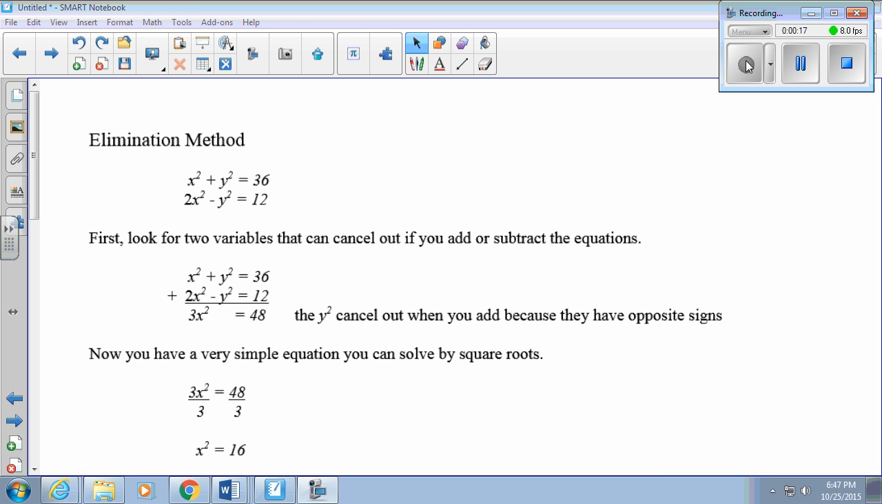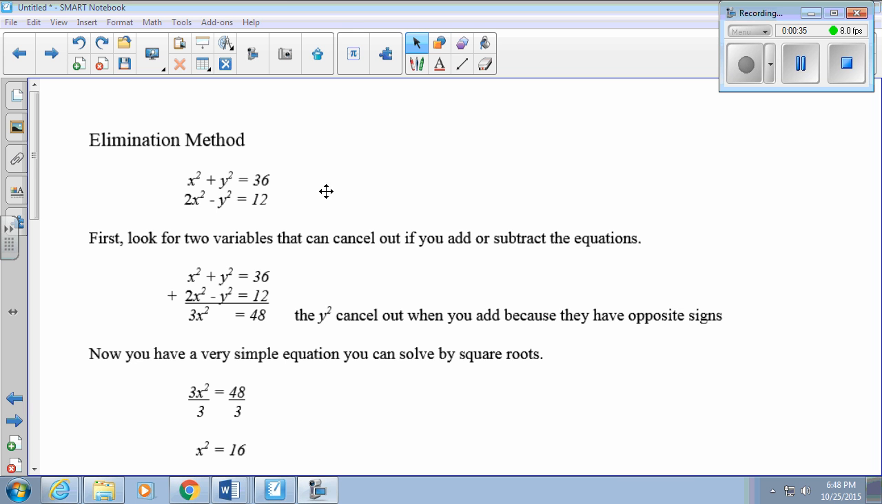So to get anything to eliminate in math, it means we either want it to add or subtract to zero. So in the case of solving equations, we want a variable to add or subtract to zero because we can't solve an equation with more than one type of variable.